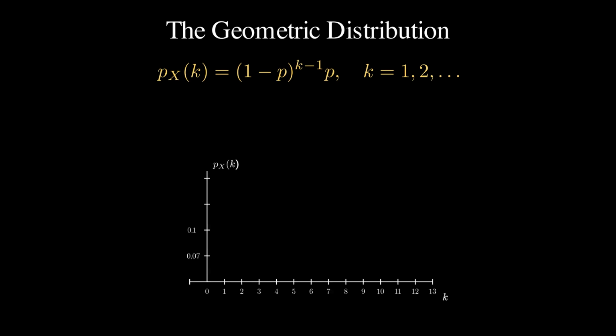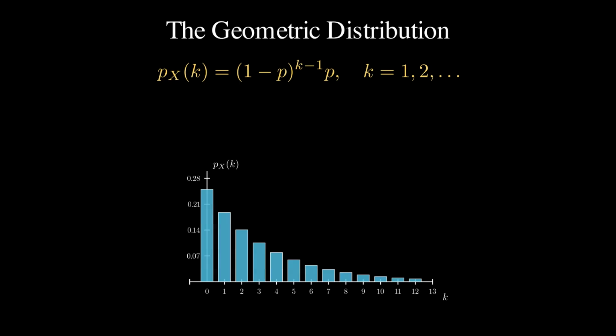Instead of counting successes in a fixed number of trials, now wait for the first success. Keep running Bernoulli trials until you get a 1. The number of trials that took is a geometric random variable. Its PMF is 1 minus p to the k minus 1 times p, the probability of k minus 1 failures followed by a success. Because each extra trial multiplies by 1 minus p, the bars decay by a constant factor, a steadily shrinking staircase.